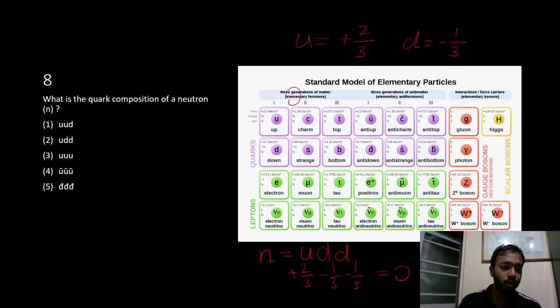Out of the answers, the fourth and fifth answers are giving U bar, which means anti-up. It is the antiparticle of the up quark, and D bar means anti-down. It is the antiparticle of the down quark. We will discuss this under particle physics in the matter and radiation lesson.